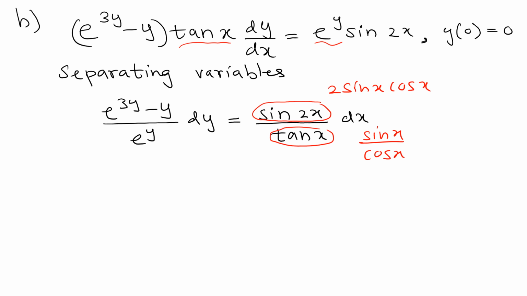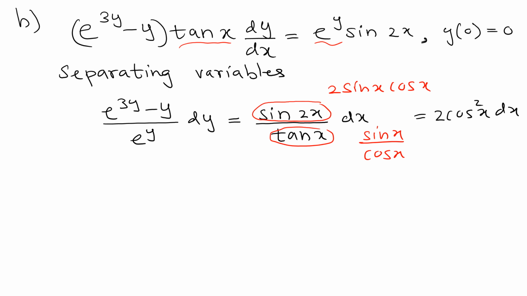So you get 2 cosine squared, because there's a cosine term that comes to the top. So that means finally we have this. This is going to be 2 cosine squared x dx. That's what you get. Now we can integrate both sides. So we can write it like this.